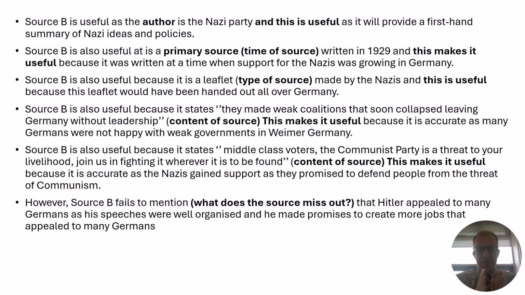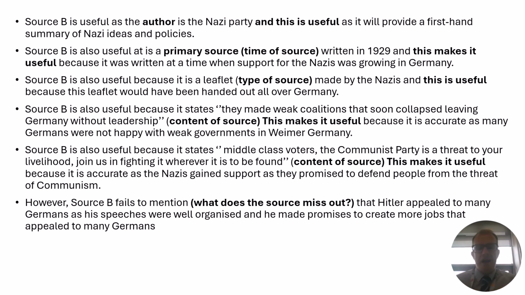1929 is a primary source, but if you just write that, you won't get the mark. You have to say, and this makes it useful because it's written at a time when the Nazi Party were growing, were producing manifestos, their policies, and this makes it useful. The type of source is a leaflet. So why is a leaflet useful? Because a leaflet is produced massively, is given all over Germany, and this makes it useful.